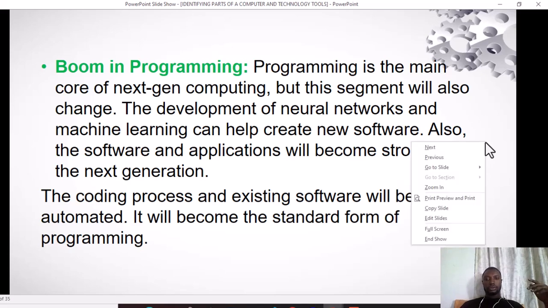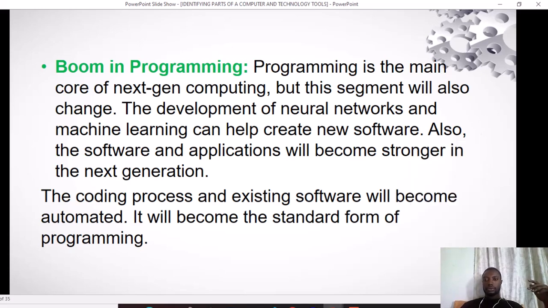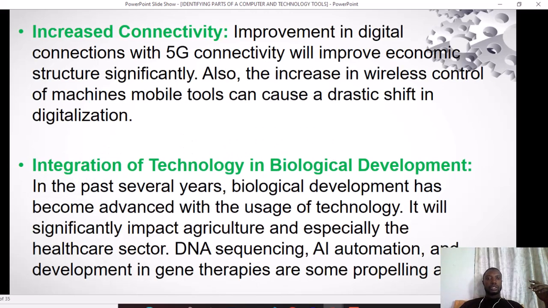Okay, let's talk about the increased connectivity. We say improvement in digital connection with 5G connectivity will improve economic structure significantly. Also, it will increase the wireless control of machines. Mobile tools can use a drastic shift in digitalization. We talked about having the 5G and the 6G in the next generation of computers already.